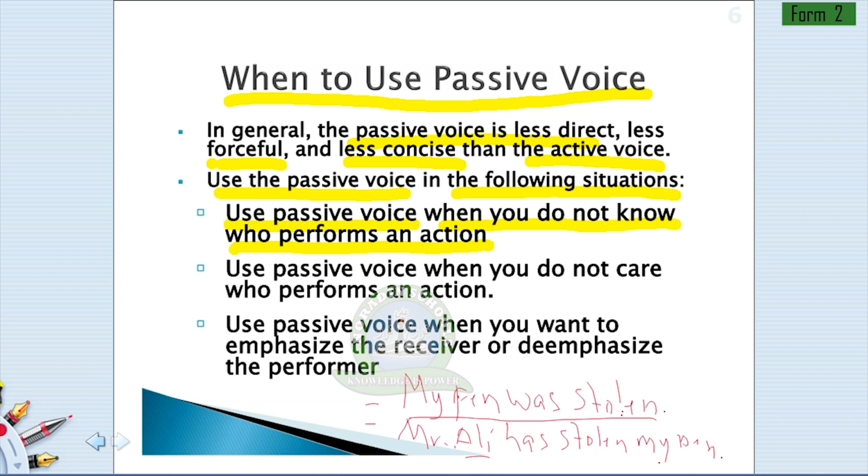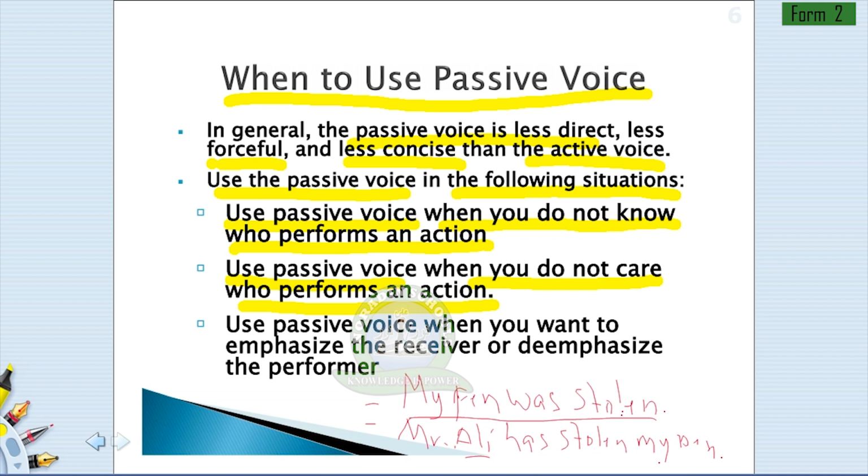Next, another reason that you can use passive voice is when you do not care who performs an action. When you don't care about who did that action, you don't need to tell that subject. So use passive when you do not care who performs an action.